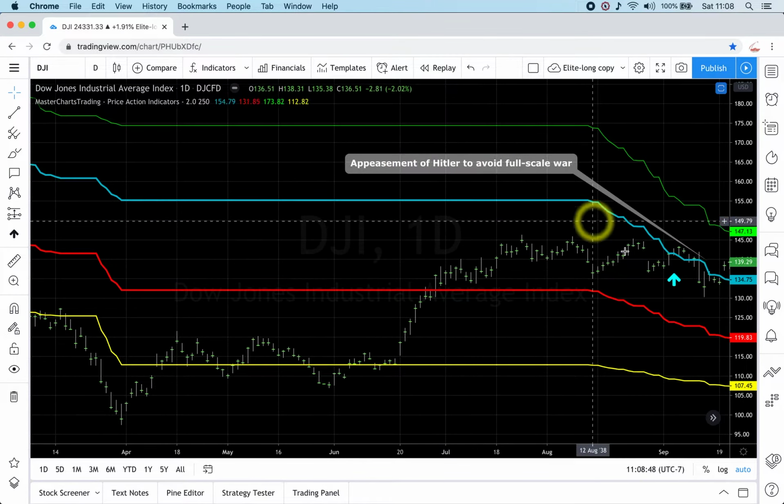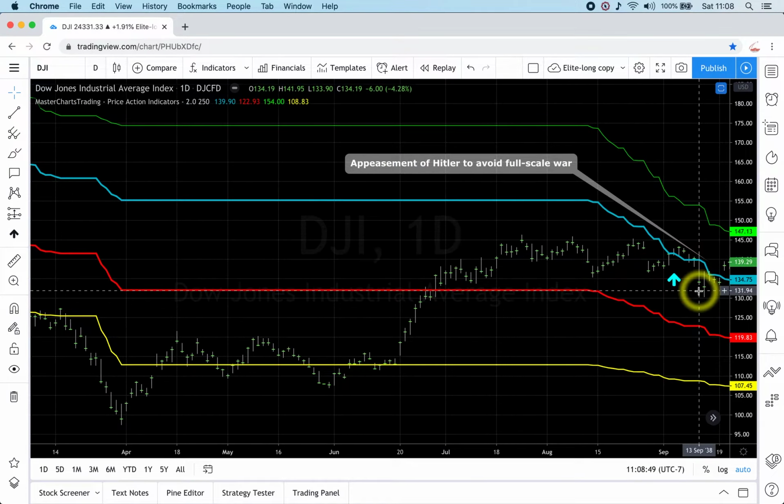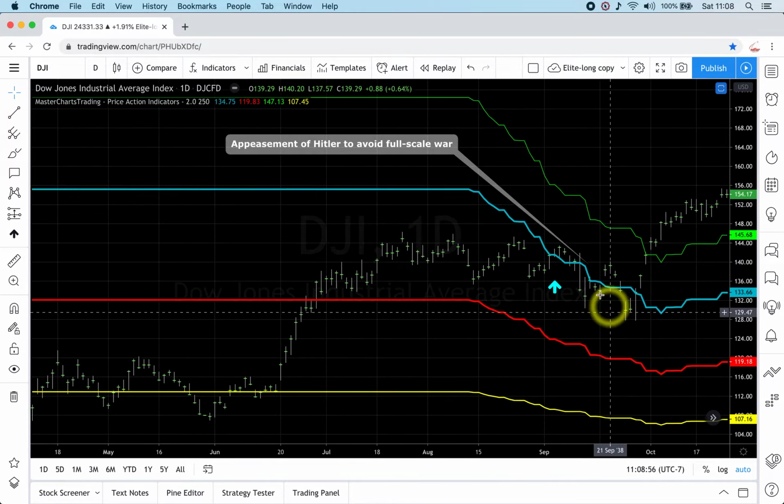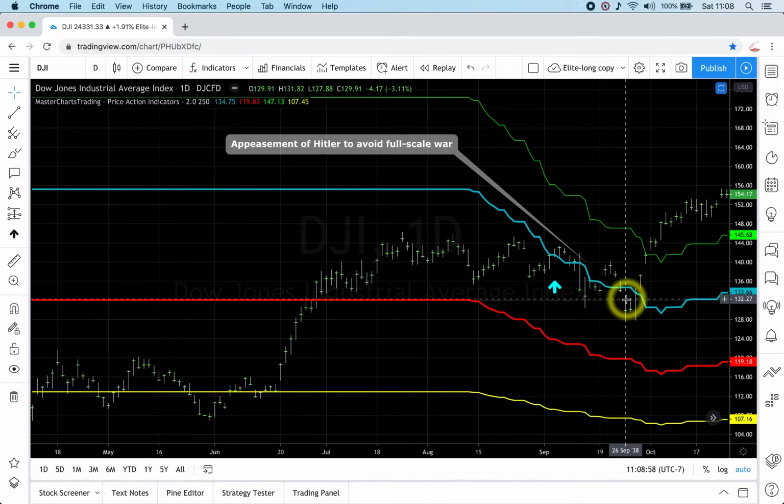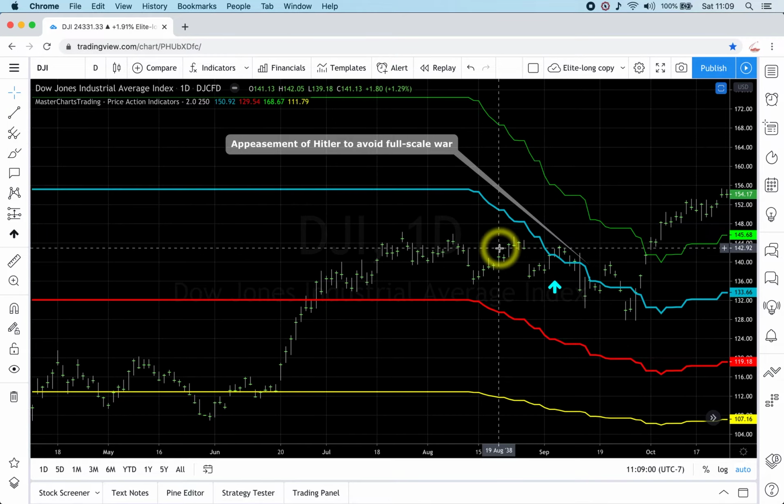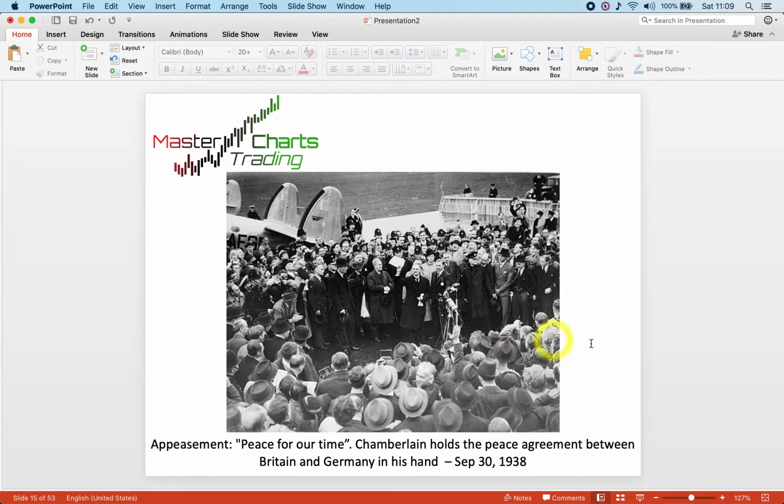Appeasement of Hitler to avoid full-scale war. So this is the event around September of 1938, the invasion of Czechoslovakia. Notice that appeasement actually worked as far as the stock market goes. It did terrible things in Europe, and it did terrible things to the people that are being occupied by the German Nazis.